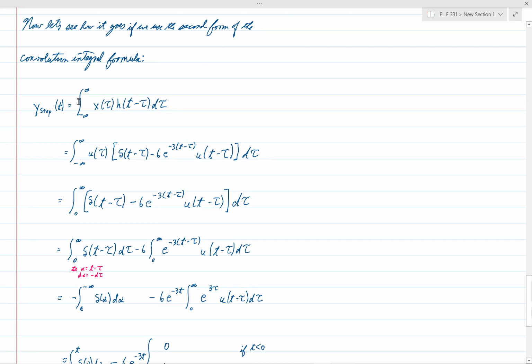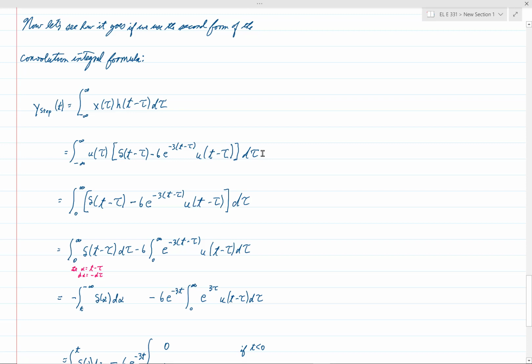In the second form, the more complicated argument is associated with h. So again now, x of t is u of t, so x of tau will be u of tau. h of t is delta of t minus 6e to the minus 3t u of t, so h of t minus tau becomes delta of t minus tau minus 6e to the minus 3 times t minus tau u of t minus tau d tau.